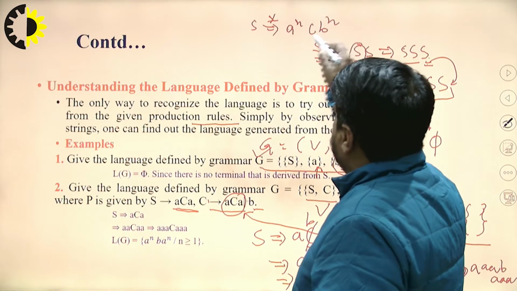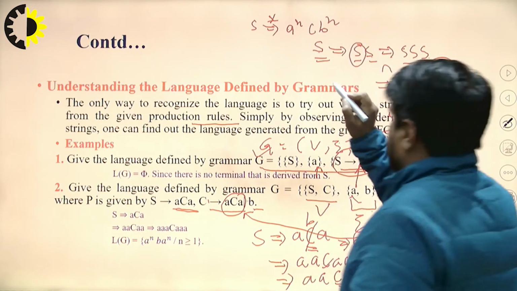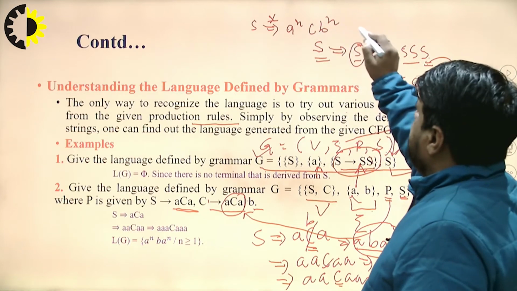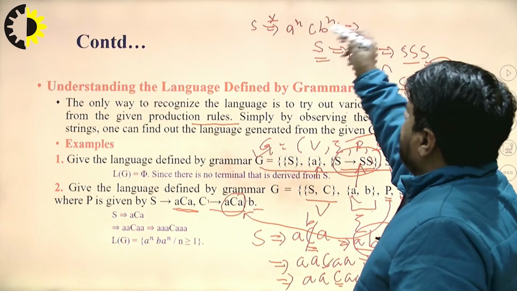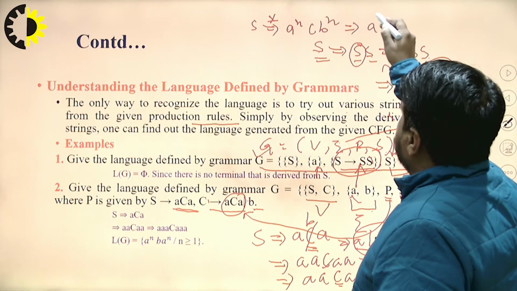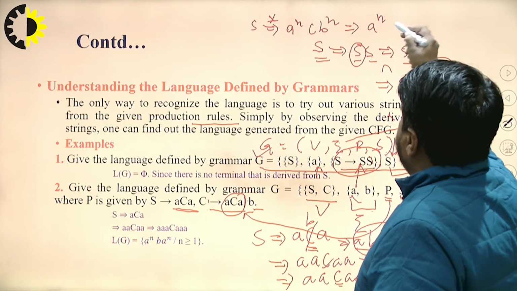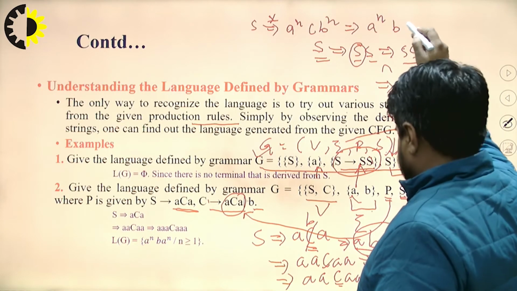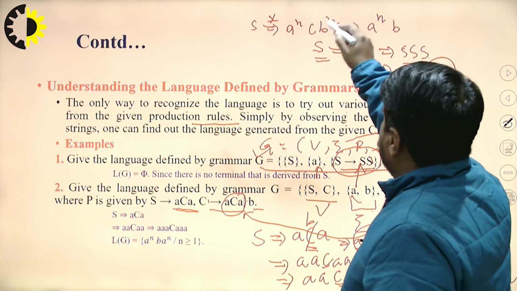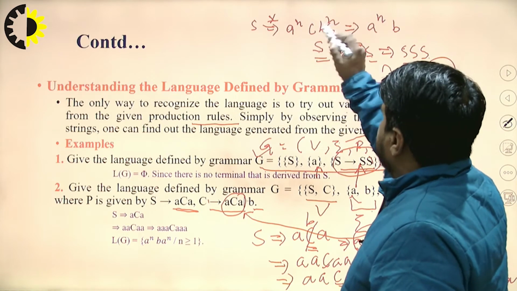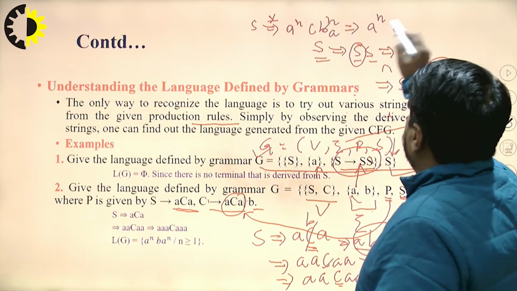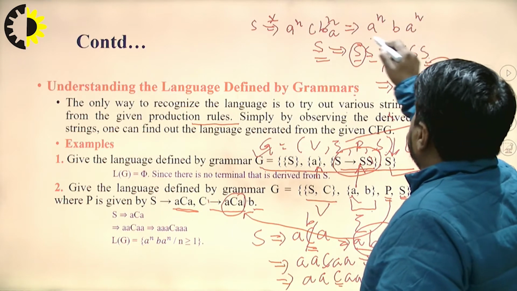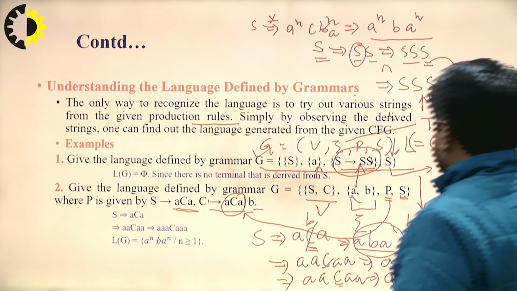If you take the value of C n minus 1 times, then you will get A to the power n, C, B to the power n. After that, you replace this C by B, so you will get A to the power n, B, A to the power n. Sorry, this is not a B, this is A to the power n, C, A to the power n. So you will get A power n, B, A power n. So you can summarize from here the string types.